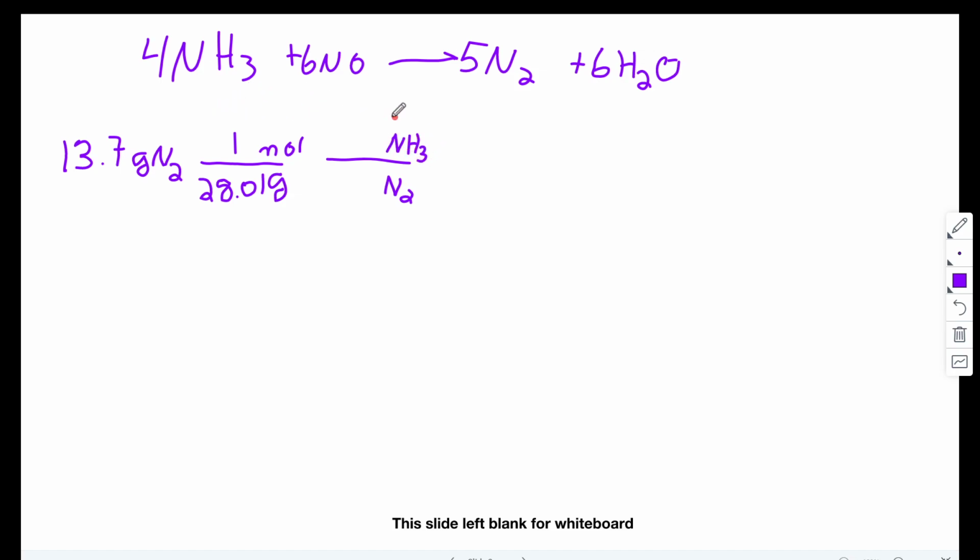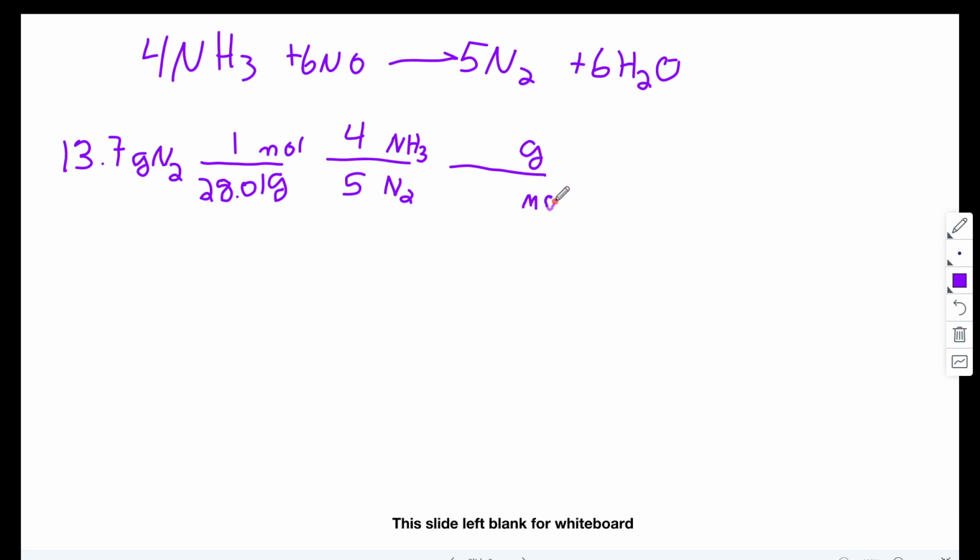And the numbers that we're going to fill in for these are going to come directly from our equation. So since this one has 4 in front, we're going to go ahead and put 4. And N2 here is going to be 5. Our last step is going to be to convert it to the unit that we want. In this case, it's asking for how many grams of each reactant we have. Therefore, we can go ahead and put the unit here, which is going to be grams.